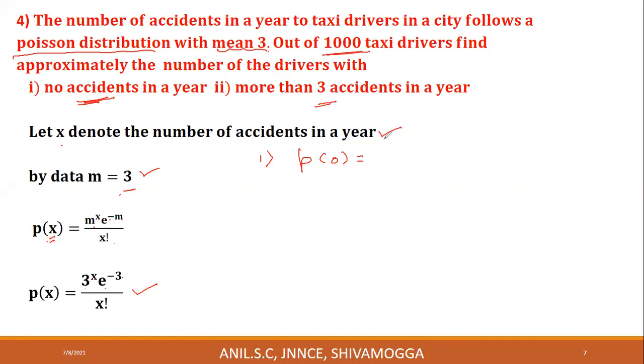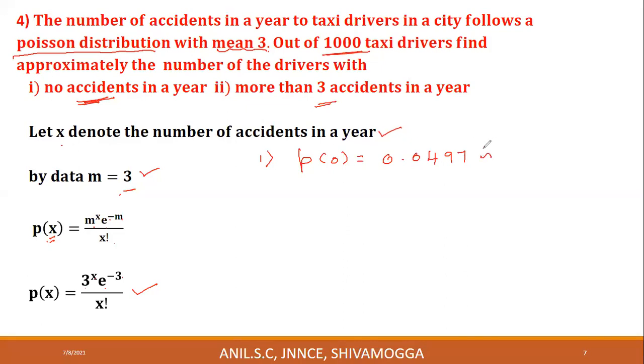What is P of 0? 0.0497. 0.0497. Correct, check one more. I got 0.005. Okay, must be correct. Sorry.